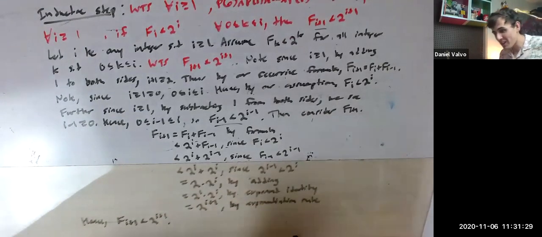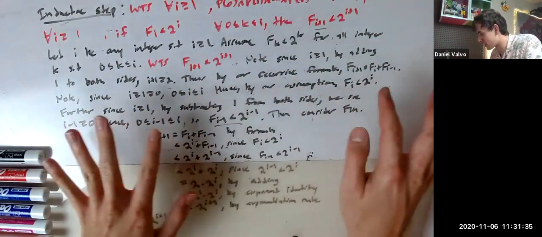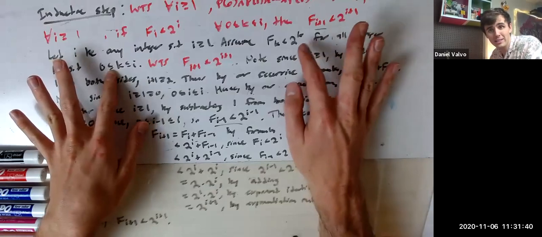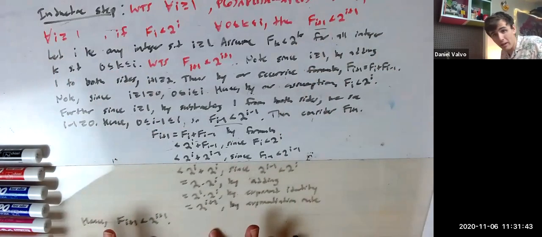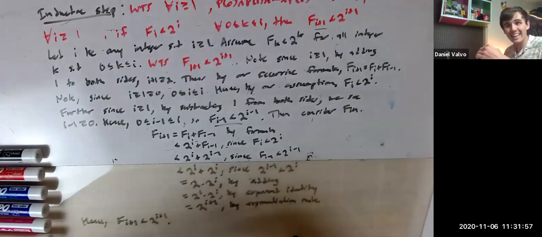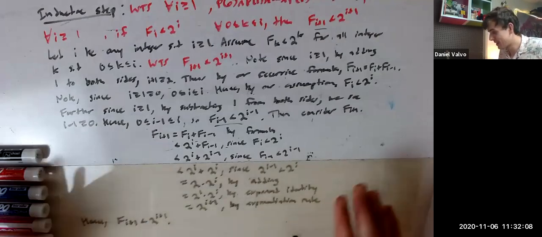So under the assumption that f of k is less than 2 to the k for all k between 0 and i, we can show the next one: f of i plus 1 is less than 2 to the i plus 1. So if all the Fibonacci numbers are less than 2 to the k for everything before f of i plus 1, then for the next Fibonacci number the claim will also hold. That is the chain reaction. So all we have to do is show that it holds for two Fibonacci numbers.